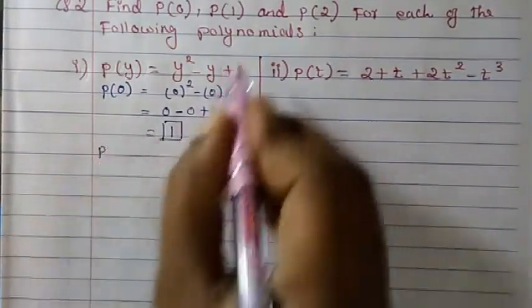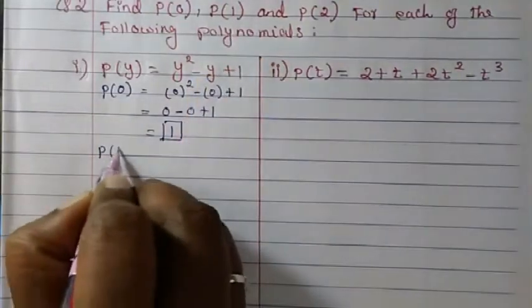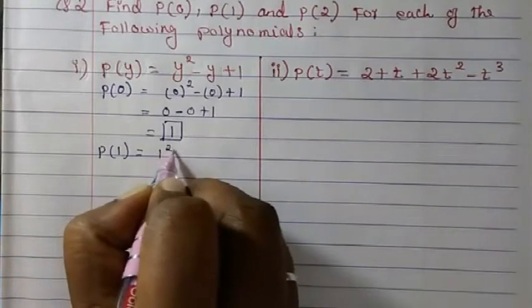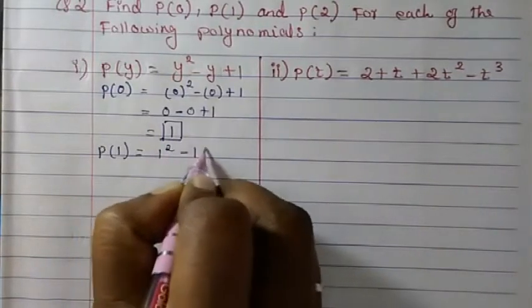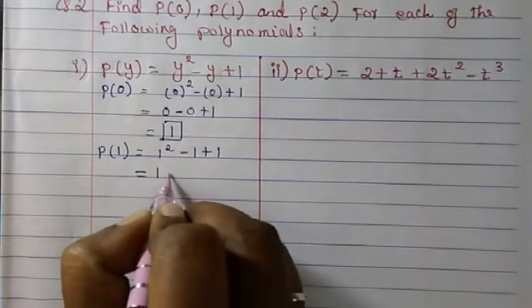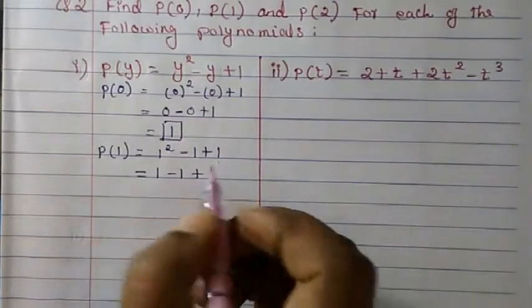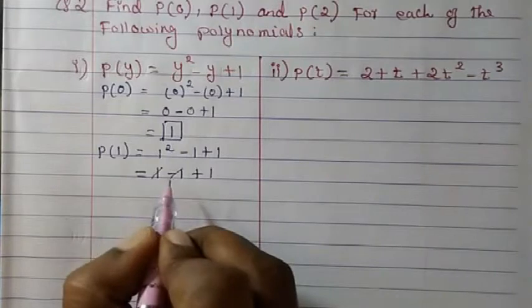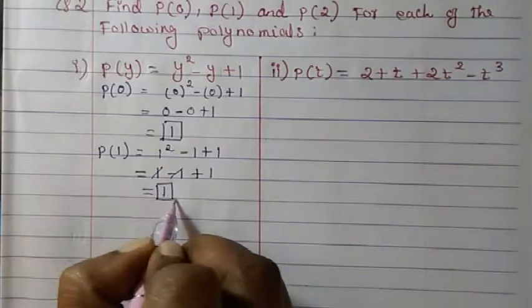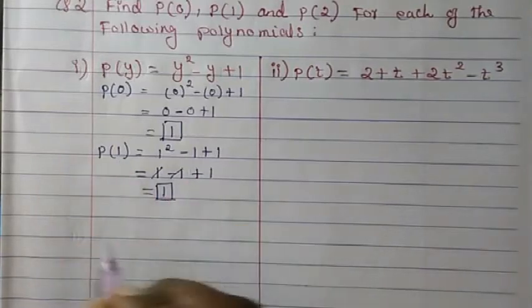Now we have to find out for P of 1. In the place of y, we will put now 1. So 1 square minus 1 plus 1. 1 square will be 1, minus 1 and plus 1. The minus 1 and plus 1 will get cut. So then we have 1. This is the value for P of 1.